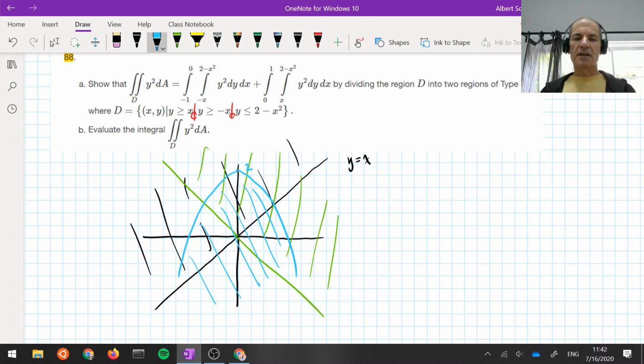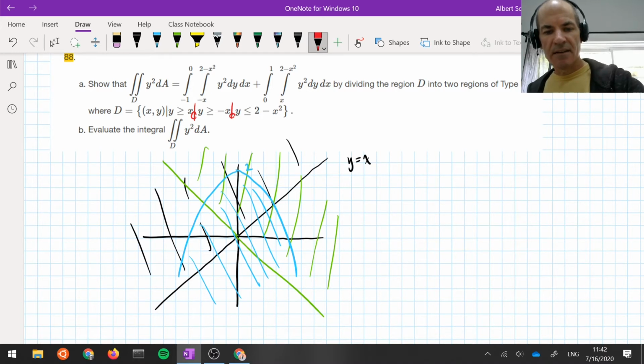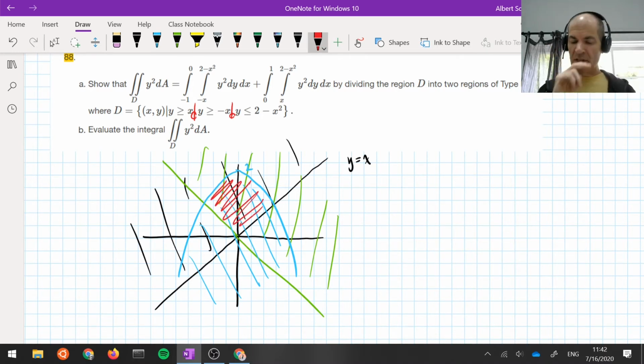Now, if we're going to satisfy all three of these conditions, we're looking for the intersection of the black set, the green set, and the blue set. Where is that? That's right here. That's the region that we're interested in.